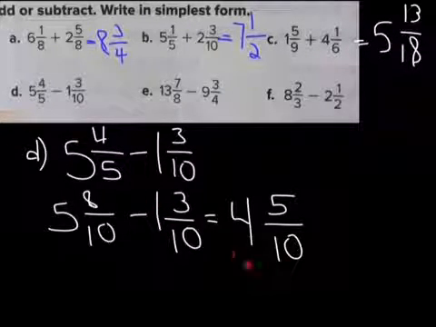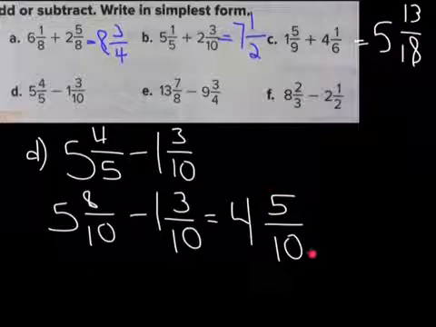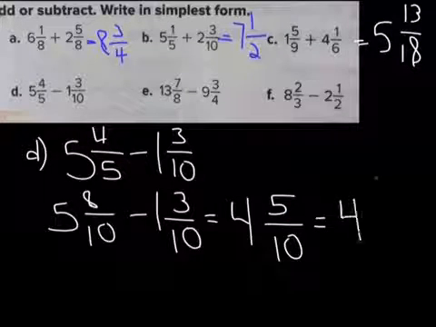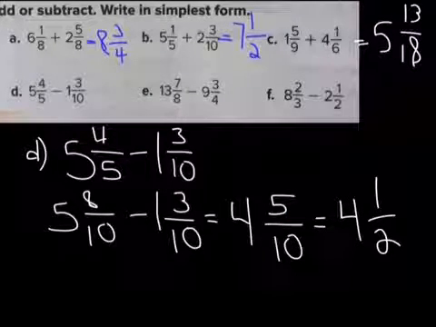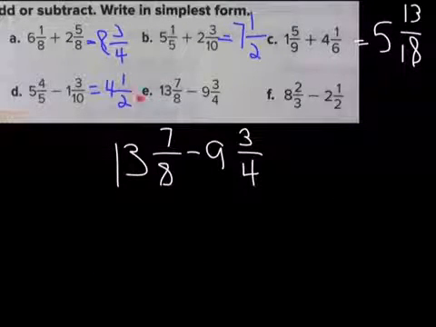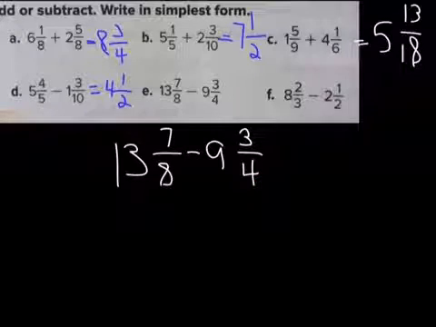But you notice that we're still not done, right? We can simplify. Here we must simplify. These are both multiples of 5, so let's go ahead and simplify it to 4 1/2. 5 is half of 10. For E, we have 13 7/8 minus 9 3/4. These are both multiples of 4, right? So I would count, here's my first one is 8, but here it's 4, 8.